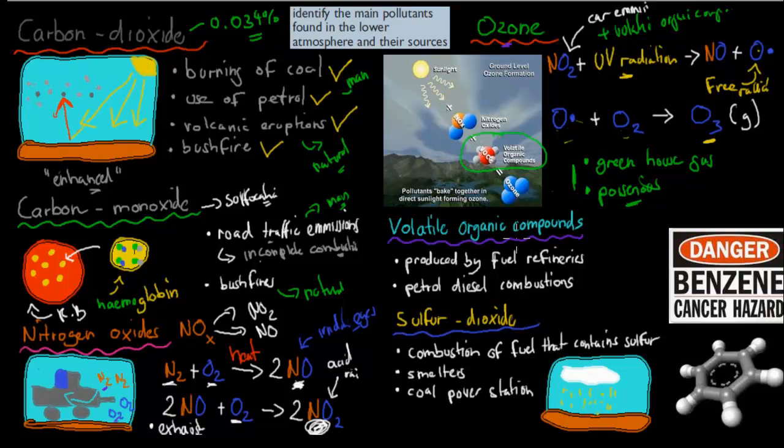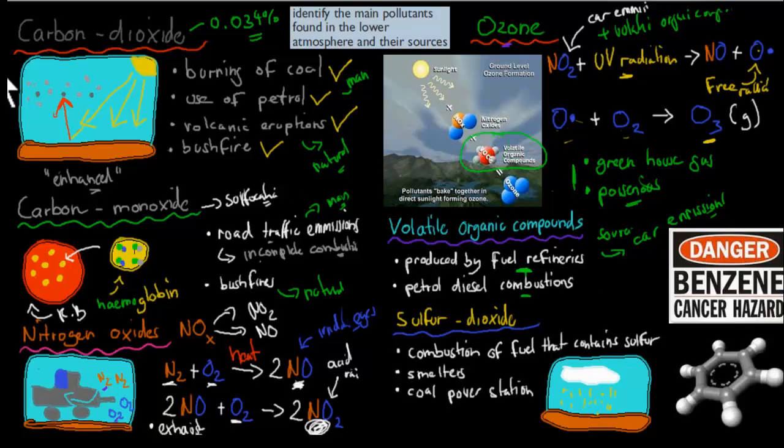Also, another pollutant is volatile organic compounds, which I mentioned just beforehand. These are the ones which can also come out of your car. So the source of your volatile organic compounds is again car emissions. So we can see car emissions obviously cause quite a few problems. Now, they can also be produced by fuel refineries, and as I mentioned, petrol or diesel combustion. This happens in cars, and the other one happens from fuel refineries.